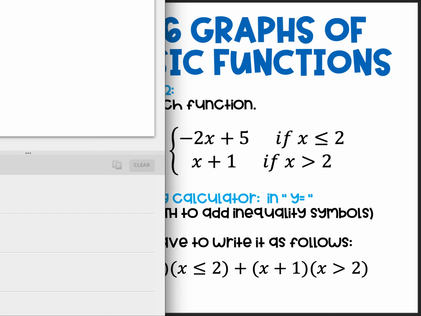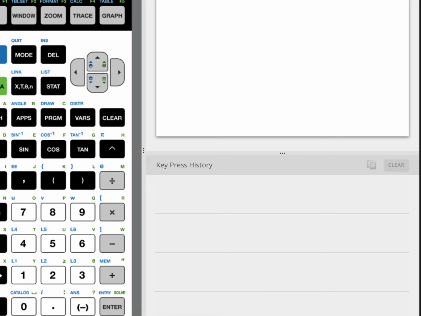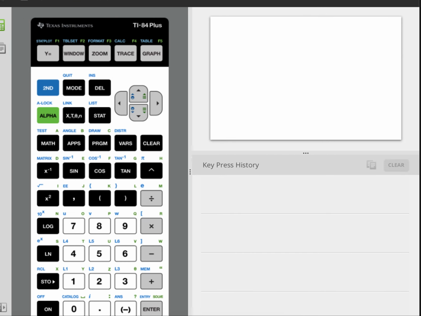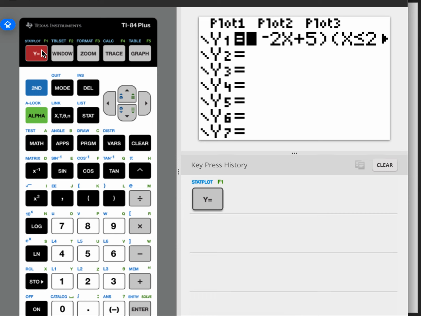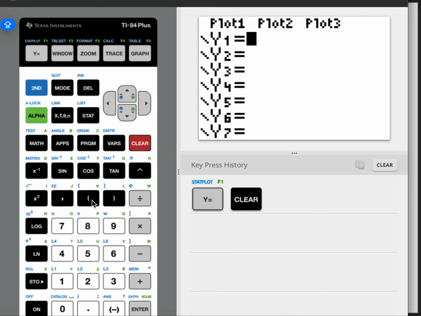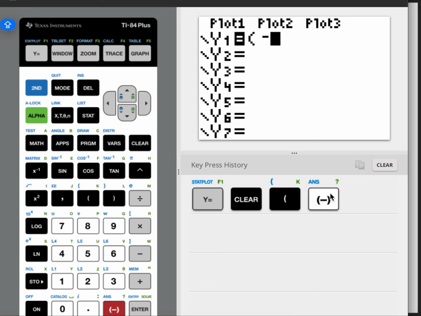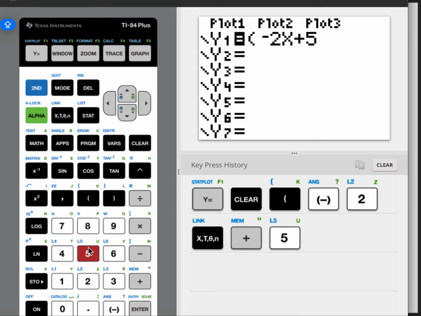Let me try to fit my calculator in the video. Here we go. I will go to y equals to graph my function, and I already inputted here. Let me type it in again. It was parentheses. Then remember we used the negative symbol for a sign. 2x plus 5. That's my first defined function. Then I follow it by the interval. X is less than or equal to 2.